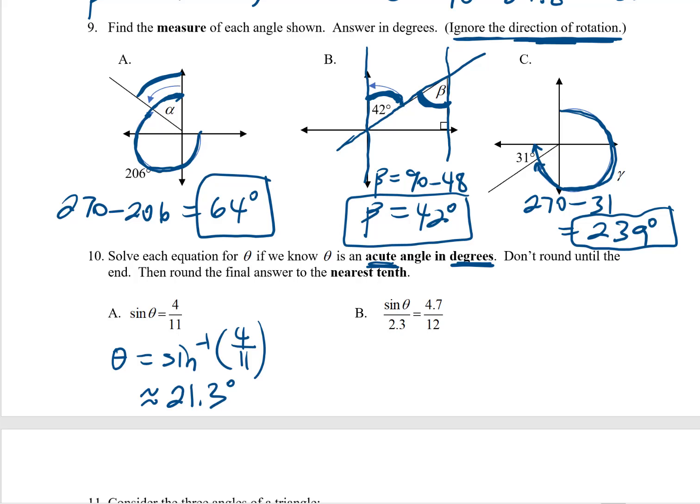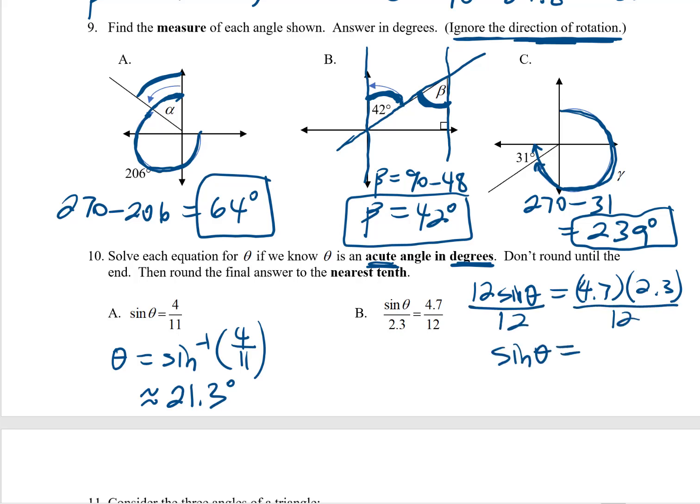Letter B should be similar. I just need to do some cleanup first. Let's cross multiply. So I have 12 sine theta equals whatever 4.7 times 2.3 is. And then I'm going to divide both sides by 12. That gives me sine theta equals 10.81 when I multiply those two decimals, divided by 12.